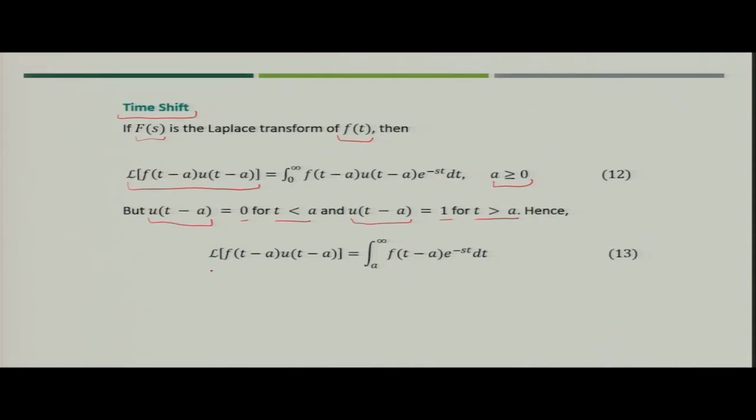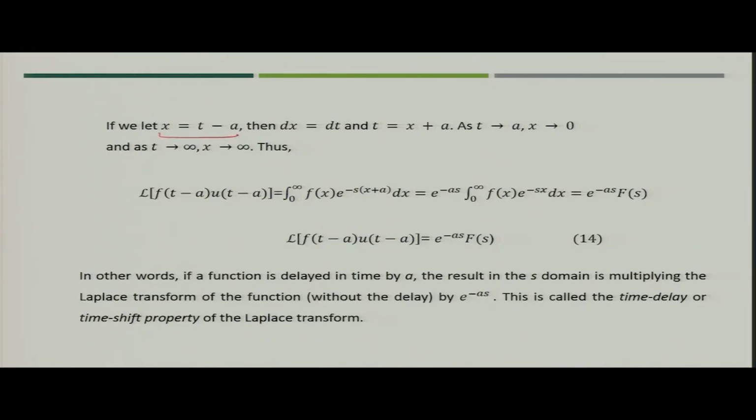So, you will use this property, and your integration will become the integration between a to infinity of f(t minus a) e to the power minus st dt. Now, let us assume that x is another variable equal to t minus a. Then dx will become dt and t will be x plus a. As t tends to a, x tends to 0, and as t tends to infinity, x will also tend to infinity. So, using these conditions, the updated integration would be 0 to infinity f(x) e to the power minus s(x plus a). So, t is simply replaced by x plus a, and instead of dt we have the expression in terms of dx.